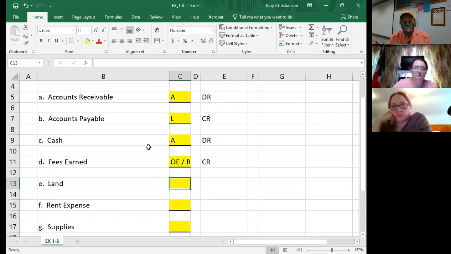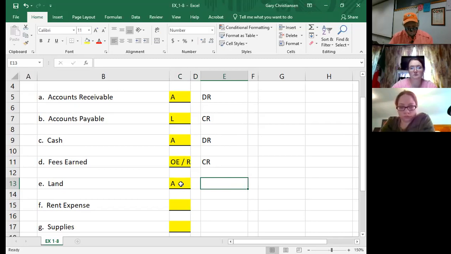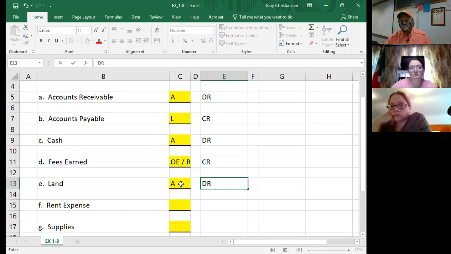So let's say we have land of $1 million and we have a bank loan on it for $900,000. Yeah, there's a big mortgage on that land, but we still hold title. So that's going to be listed as an asset, and assets have normal debit balances. Now, following that example, if we had mortgage loans payable for $900,000, that's going to be a liability with a normal credit balance. Okay.